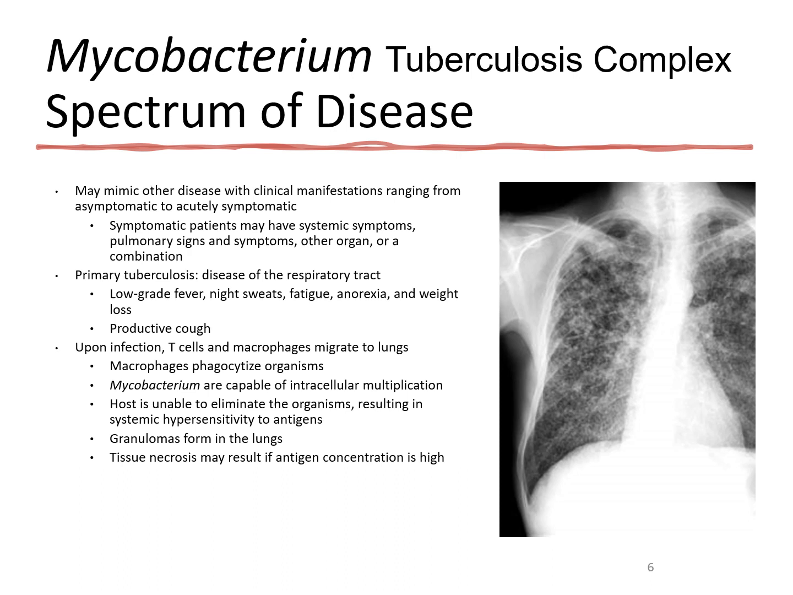Upon infection, the T cells and macrophages will actually migrate to the lungs, and those macrophages are attempting to phagocytize the organism, but the Mycobacterium are capable of intracellular multiplication. Because of that, the host is unable to eliminate the organism, and that results in a systemic hypersensitivity to the antigens, and then granulomas will form within the lungs, and you'll start to have the tissue necrosis that can result if there's a high antigen concentration of that organism.